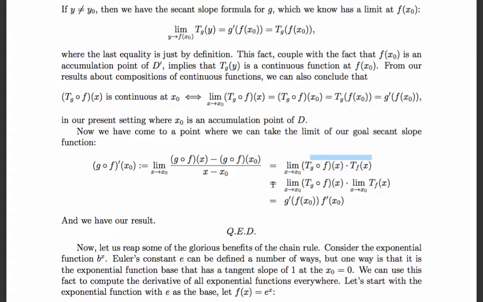So because the limit of this and this exists, I can distribute the limit into my product. We know what this is equal to. We've already computed it. It's g prime of f of x naught. And we know what this is equal to, right? The limit of the secant slope of f is f prime. That's the definition of the derivative, and we know it exists. And, well, we have our chain rule.